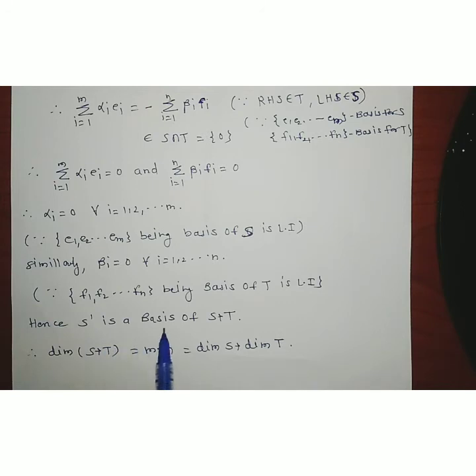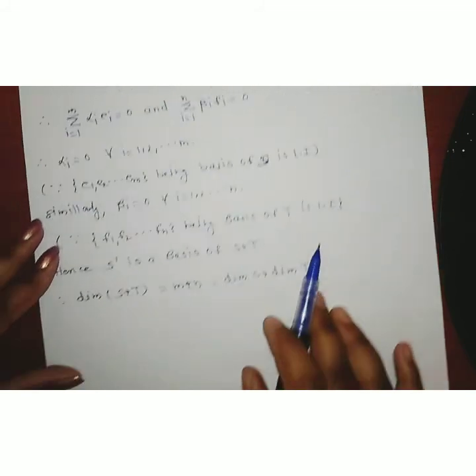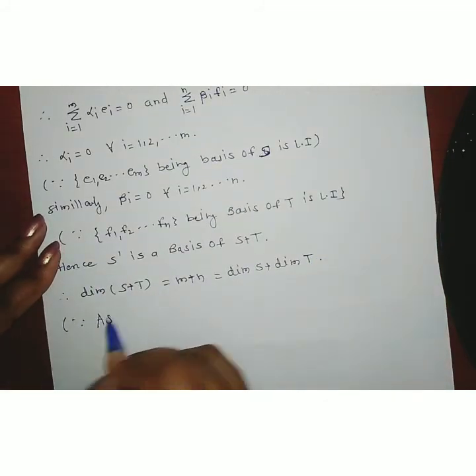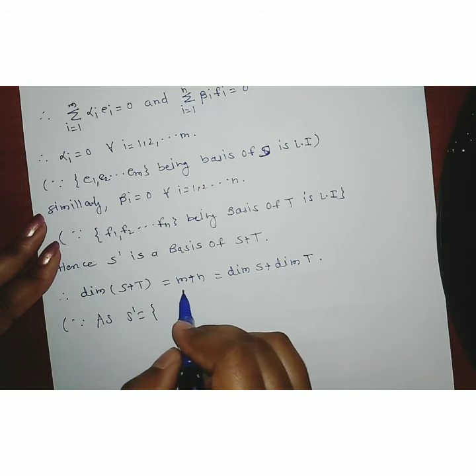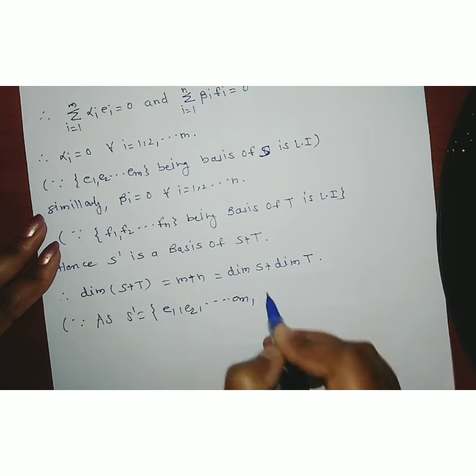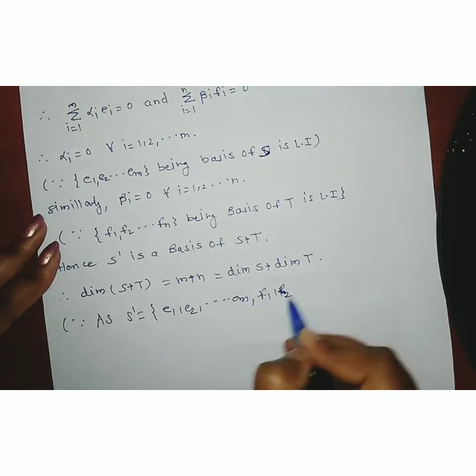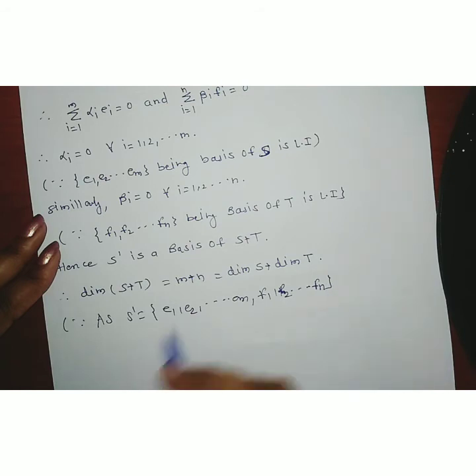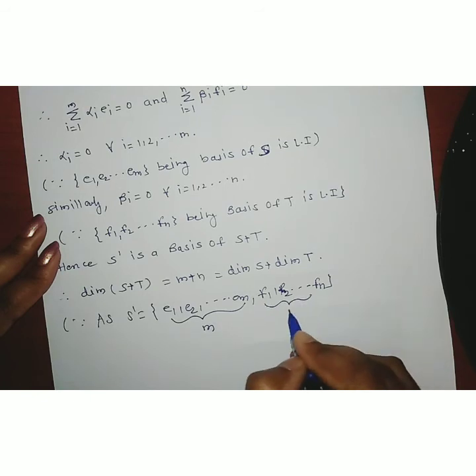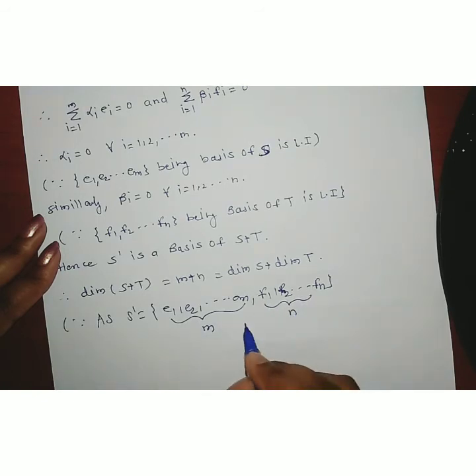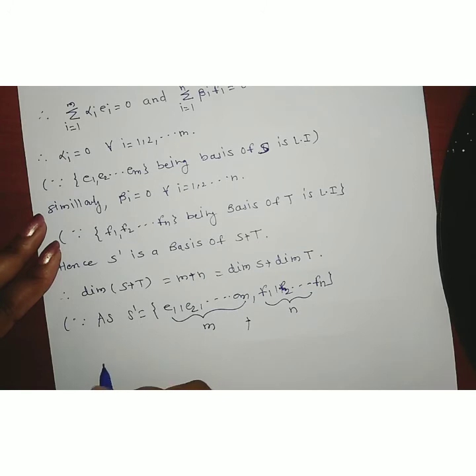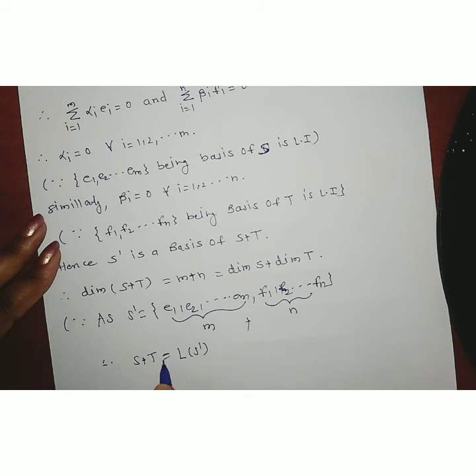Thus, as S dash forms a basis for S plus T, what is the dimension of S plus T? As we know, S dash is equal to the set e1, e2 up to em and f1, f2 up to fn. So how many elements are present in S dash? These are the m elements and these are the n elements. Therefore in the total set how many elements are present? m plus n, and we know that S plus T is equal to the span of S dash.